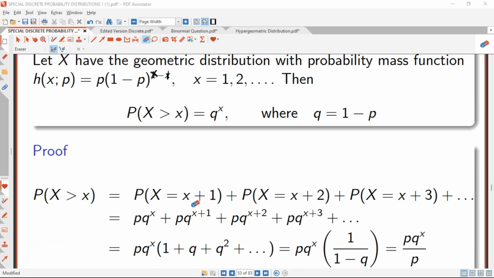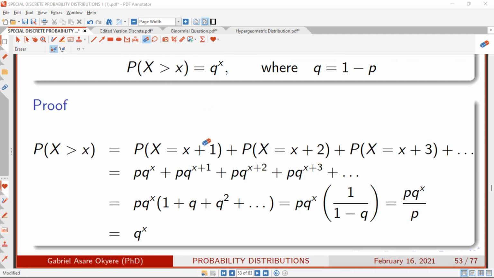Okay, yes. And then we know that the probability that X is greater than s is equal to the probability that X is equal to s+1, plus the probability that X is equal to s+2, plus X equal to s+3, up to infinity. Okay, so if you want, we can write this one in this form.